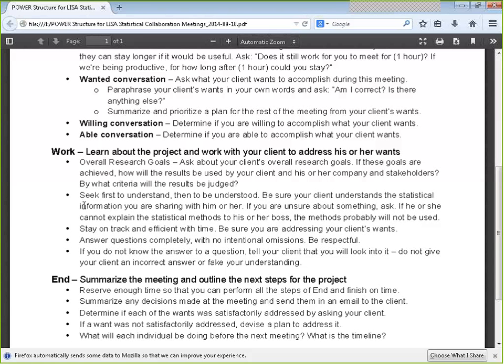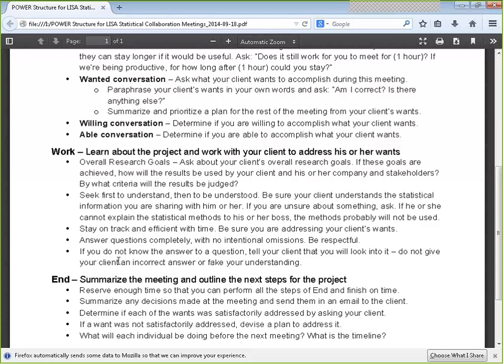And then some other aspects of work are to make sure that you answer questions completely with no intentional omissions, be respectful of the client. If you don't know the answer to a question, say you don't know, but you'll be able to look it up, right? You don't just give an incorrect answer or try to bluff your way.